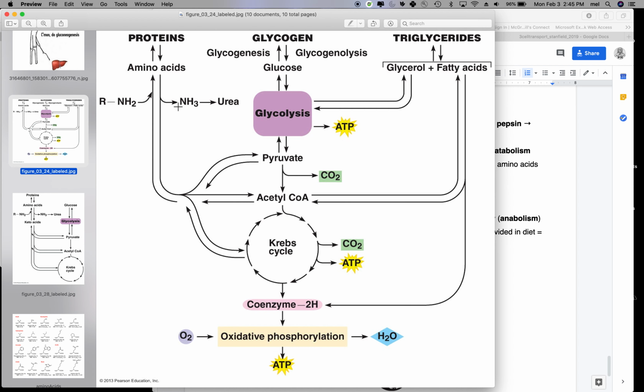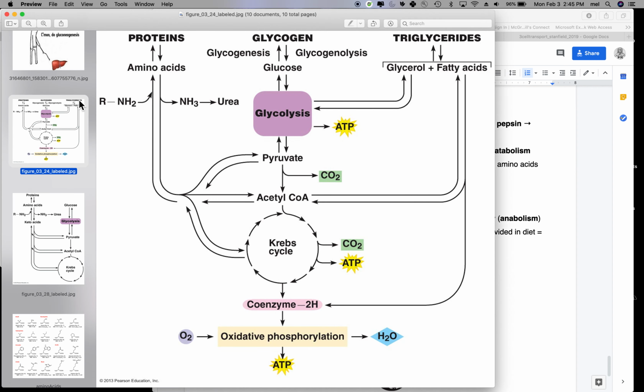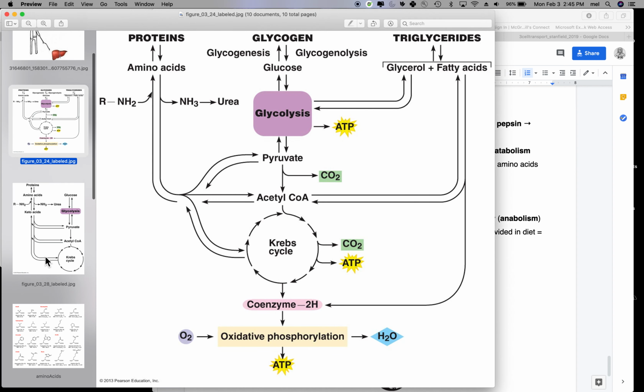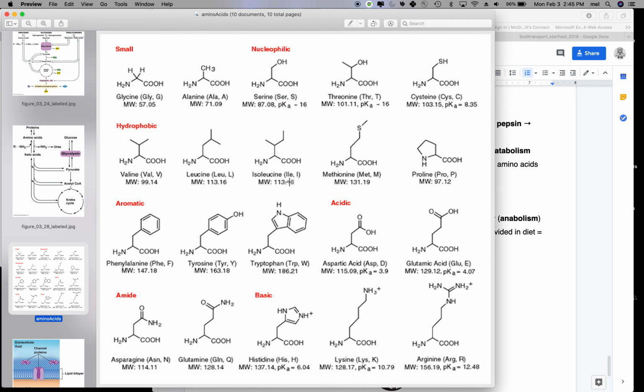But before you do that, if you're going to use them for catabolic processes, you're going to have to take the amino acid, and I don't know if you guys remember this, but you've probably seen it before. All amino acids have this little nitrogen containing group on them.